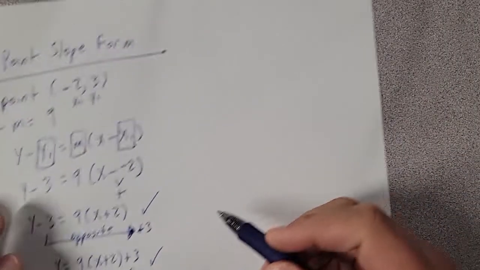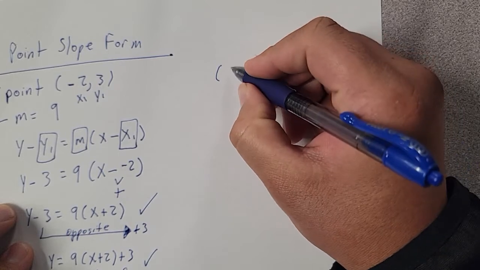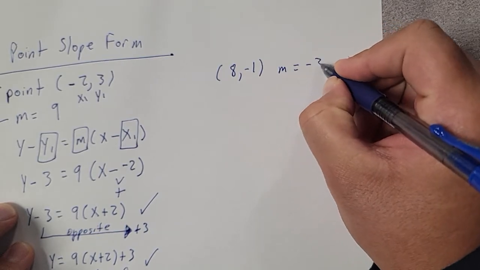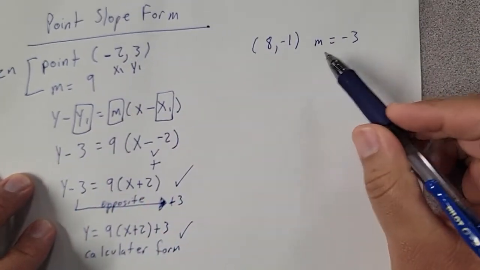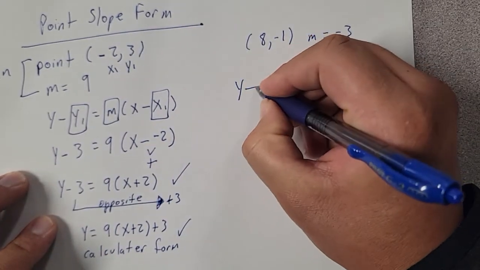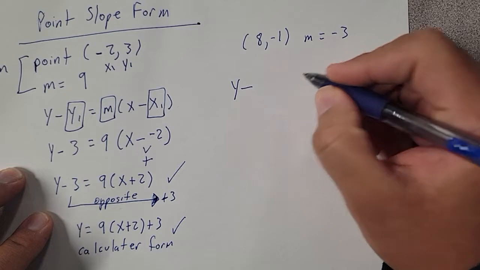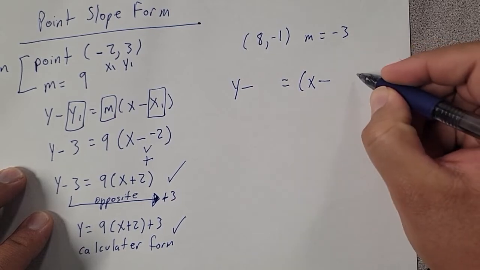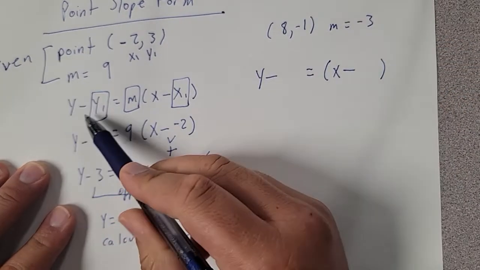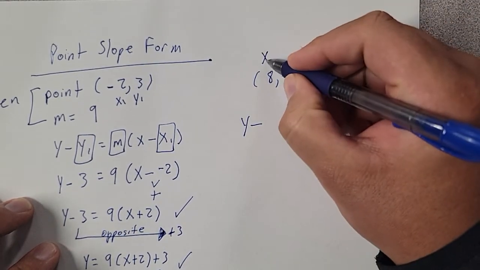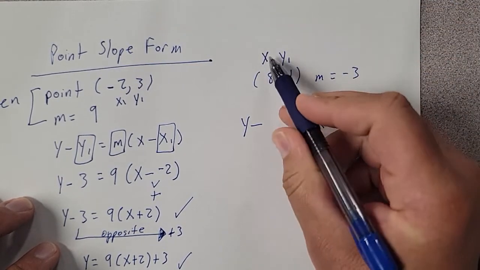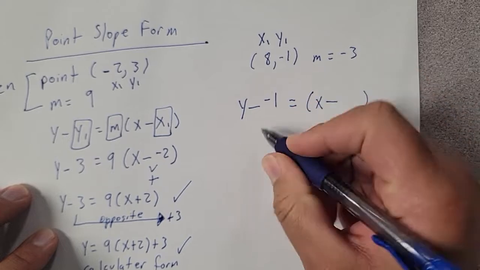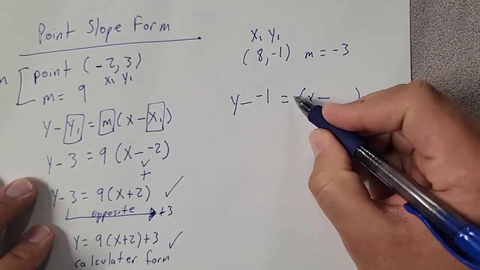So let's try another one. Let's say, what do we have? The point 8, comma, -1, and then we have the slope of -3. Okay, so remember, we're just filling in the blanks. You're always going to have a y minus, so y minus is always there. All right, and then you have the equal sign, then you have the slope number, parentheses x minus. All right, so let's fill in our blanks. Y minus y1. So remember, the points are always going to be in x1, y1 format. x1 is +8, y1 is -1. So y minus -1 equals, and then my slope here is -3.